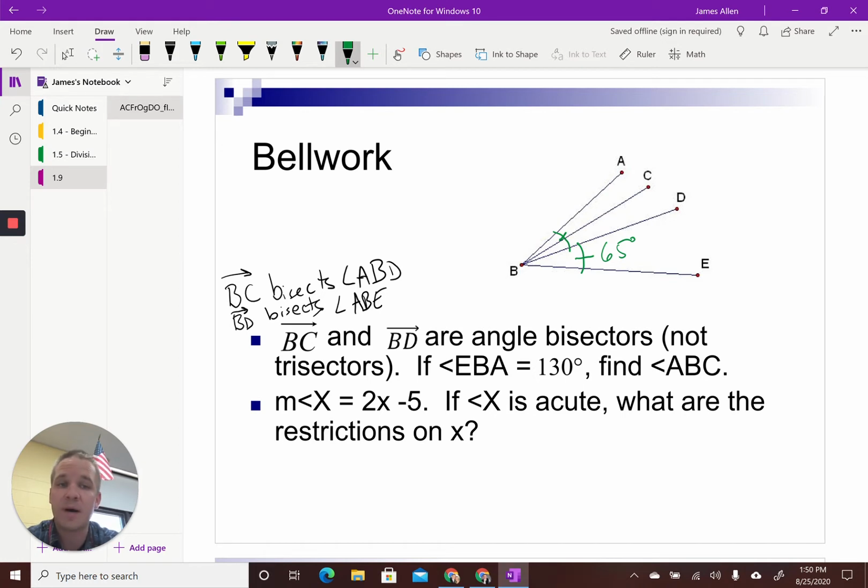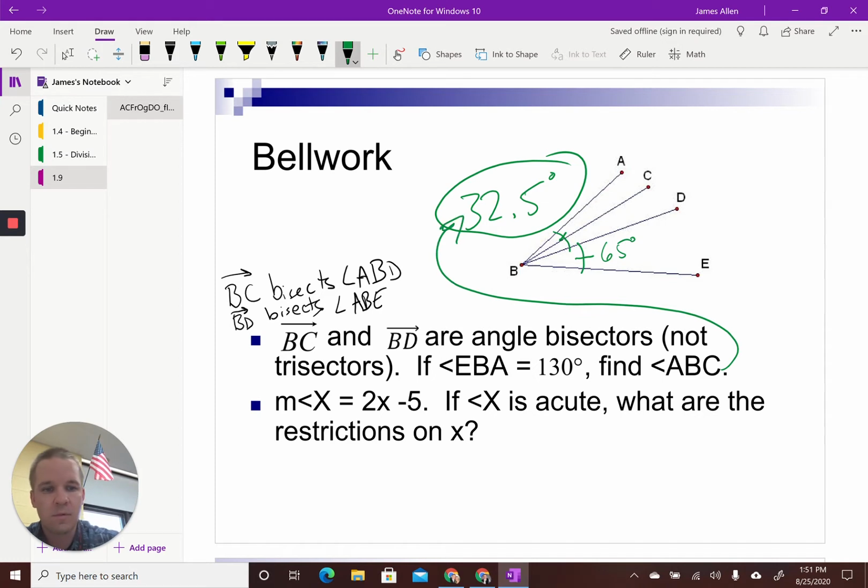Well, then BC bisects angle ABD, doesn't it? So it's half of that. Well, what's half of 65? It would be 32.5 degrees when we cut that in half. So that would be the measure of angle ABC. Cool. Not too bad.